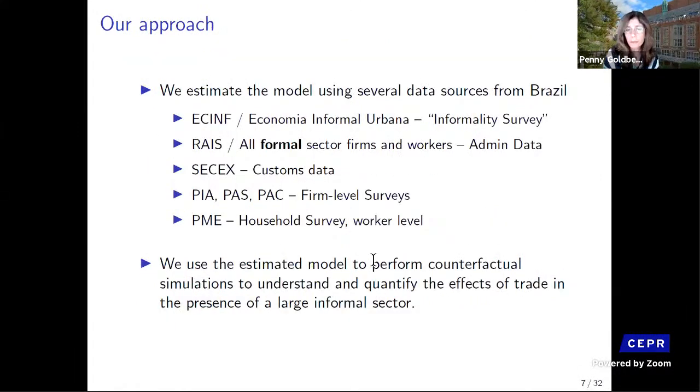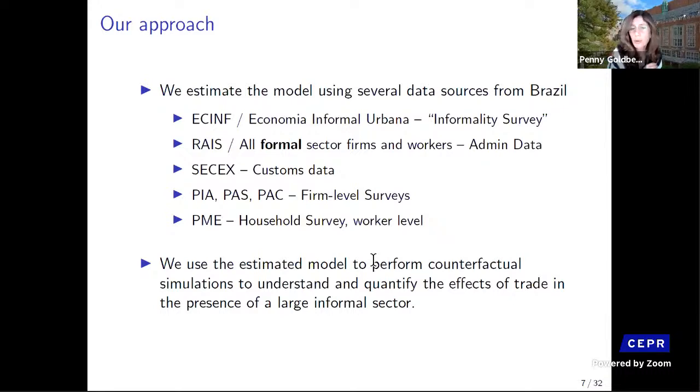We are going to estimate the model using several data sources from Brazil. Let me very briefly describe these data sources. Again, there are more details in the paper. Once we have estimated this model, we use it to perform many counterfactual simulations that allow us to assess and quantify the effects of trade in the presence of a large informal sector. Essentially, the question we're interested in is twofold. Number one, does the informal sector make a difference? In other words, do predictions of standard trade models change once you account for the informal sector? And our answer is going to be yes.